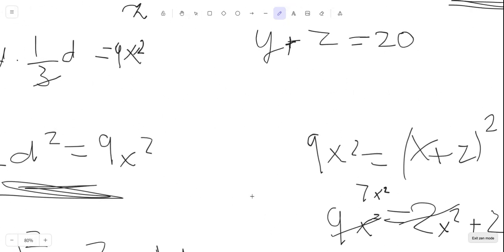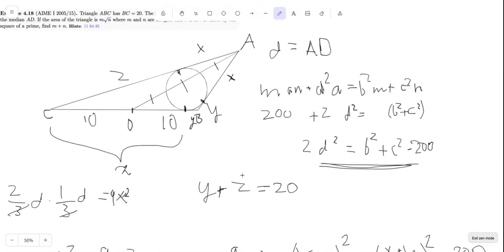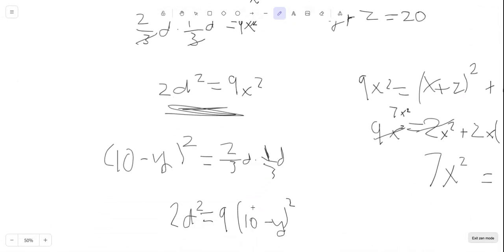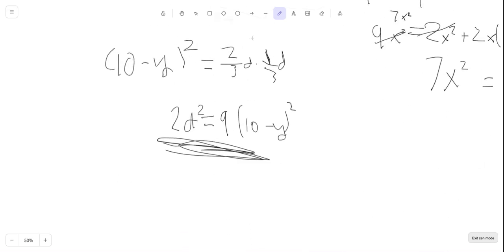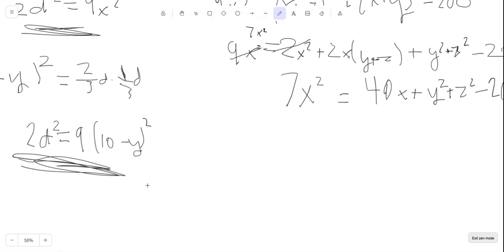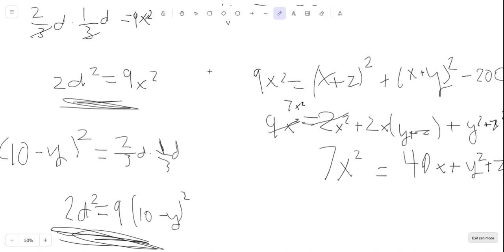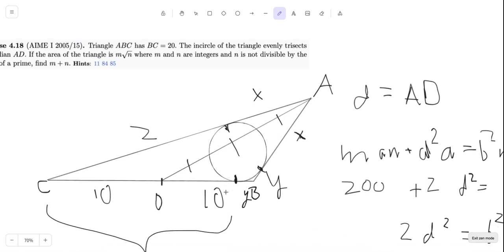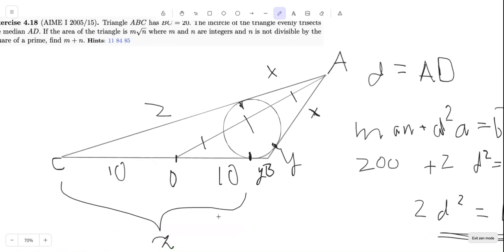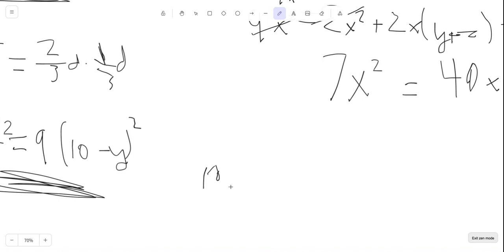minus y squared. Okay, if you look at one of our original equations, both of these are really simple. We have 2d squared is 9x squared, which is also 9 times 10 minus y squared. But since we have squares, we have to be really careful to take the correct root. That's why it helps to draw a very accurate diagram. You can easily notice y is far less than 10, so 10 minus y is the positive root.